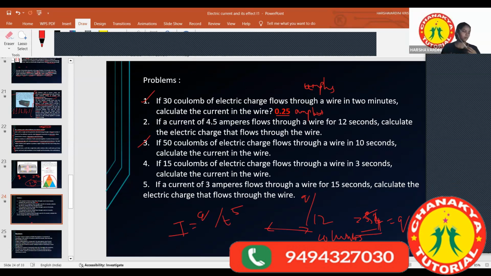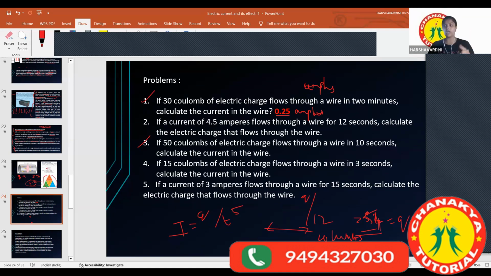Okay, shall we solve more problems or go to resistors? Yes, ma'am, give more problems. Ma'am, give a little bit harder than this. I'll give, I have a worksheet. Wait, hold on for 2 minutes.